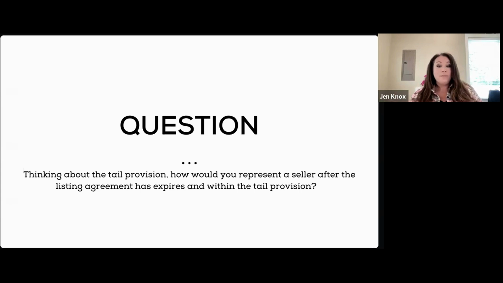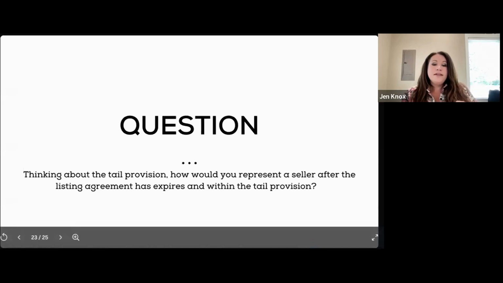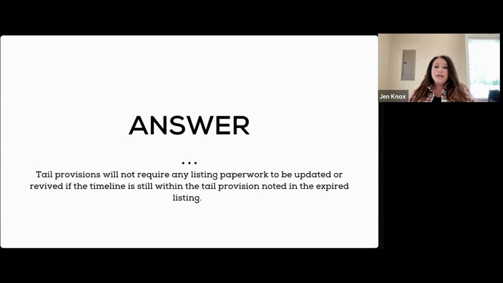Do you need to write up a new contract? Do you need to reinstate your listing agreement? How do we put those together to show that at one point there was an offer of compensation, it's just no longer live on the market? So if you have that situation come up, the tail provision is going to be the carryover from that previous listing paperwork. Tail provisions will not require any additional listing paperwork to be updated or revived.